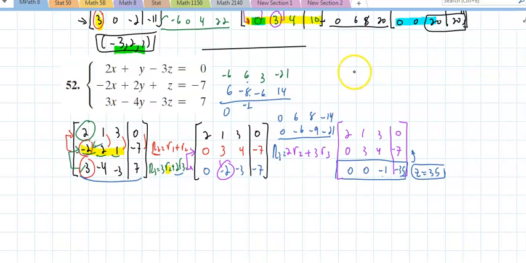Backward substitution. I'll get 3y plus 4 times 35. What's 4 times 35? Well, that's a big number. That's 140 equal negative 7. So 3y equals negative 147. And y will equal negative 147 over 3. That doesn't look right. That divides.